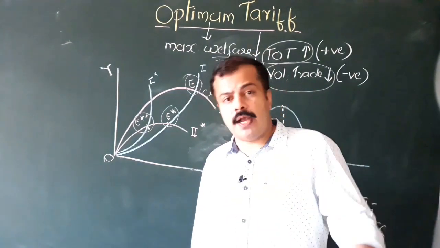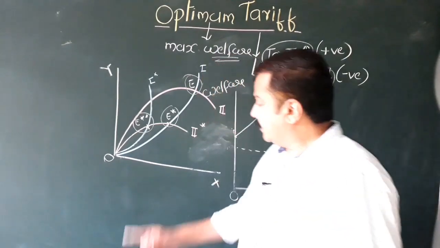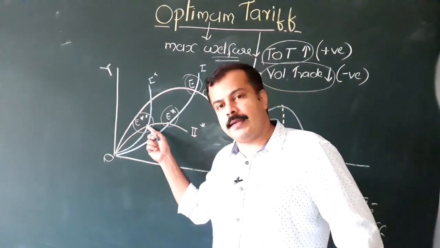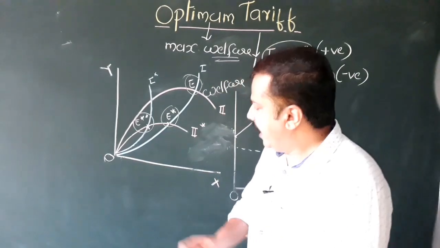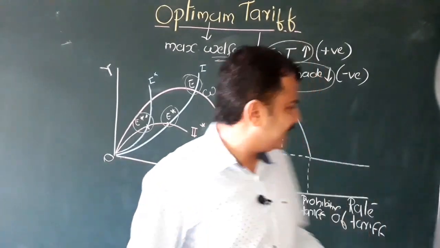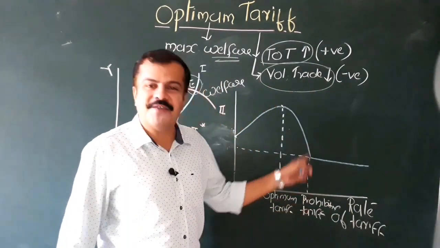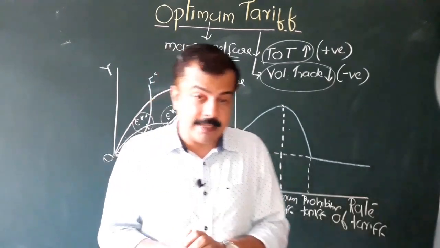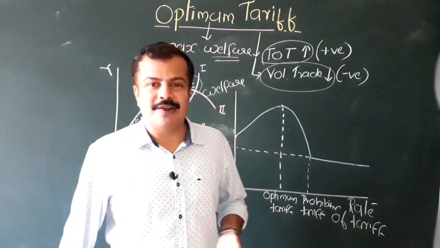And if we argue that after reaching E double star, country 2 will retaliate, then country 1 will retaliate, and obviously you will end up with 0. There will not be any trade. You will reach a situation of what we call some kind of a prohibitive tariff. So this is the essence, or the danger, behind the concept of optimum tariff.